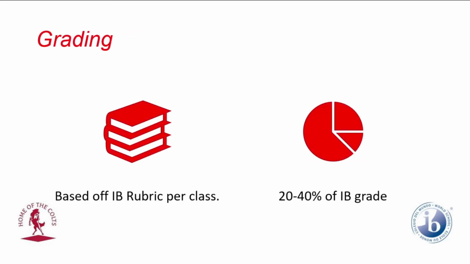Grading. Since the internal assessment is an IB exam, it's still based off the IB rubric for that class, and the rubrics change per class. Since the rubric is different for every IB class, the IA makes up differing percentages of the IB grade. It can be anywhere from 20 to 40%.